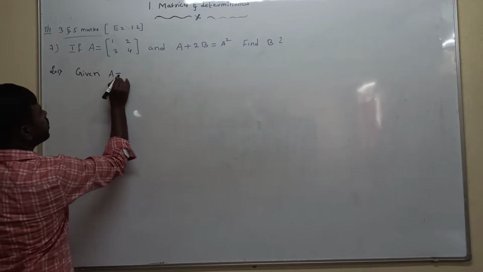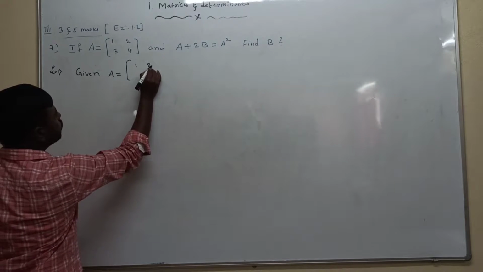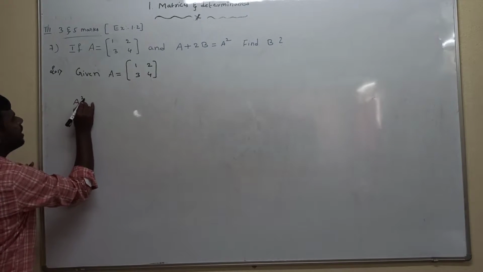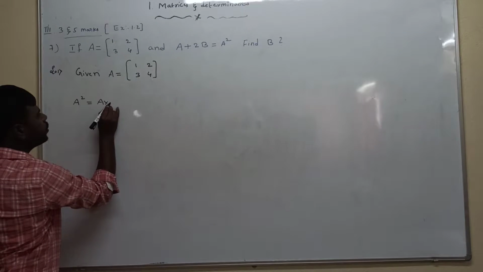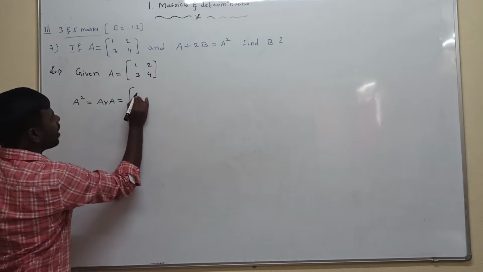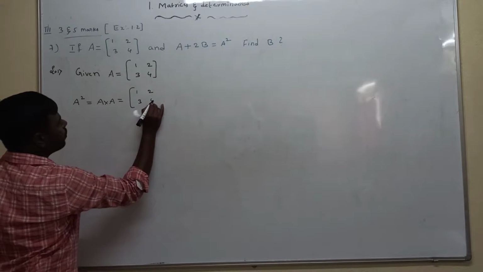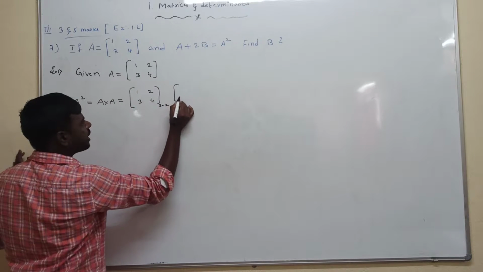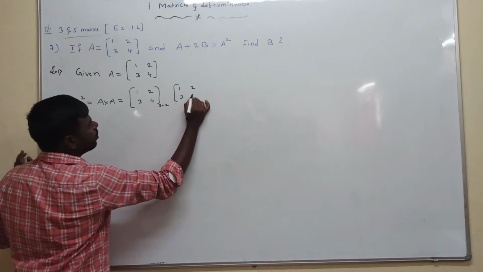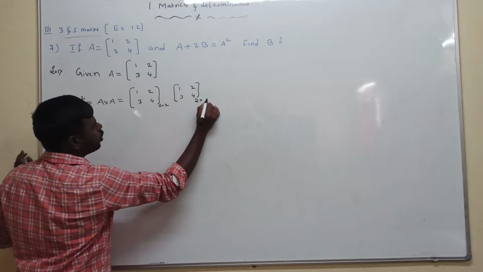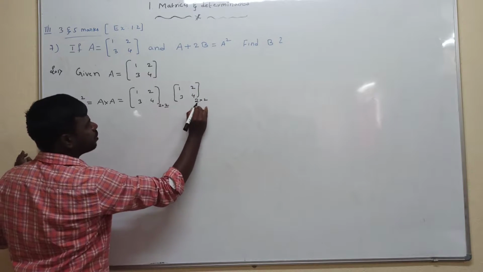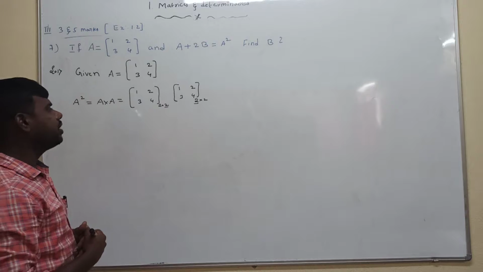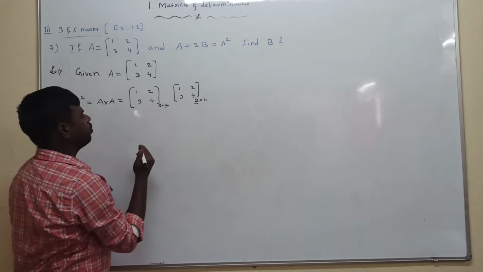Capital A is equal to 1, 2, 3, 4. First we need to calculate A square. A square can be written as A into A, so we substitute the A matrix twice: 1, 2, 3, 4. The order of matrix A is 2 by 2. Again substitute the A matrix 1, 2, 3, 4, whose order is also 2 by 2. The number of columns in the first matrix is equal to the number of rows in the second matrix. Both are equal, so the product exists. We get the resulting A square matrix of order 2 by 2.